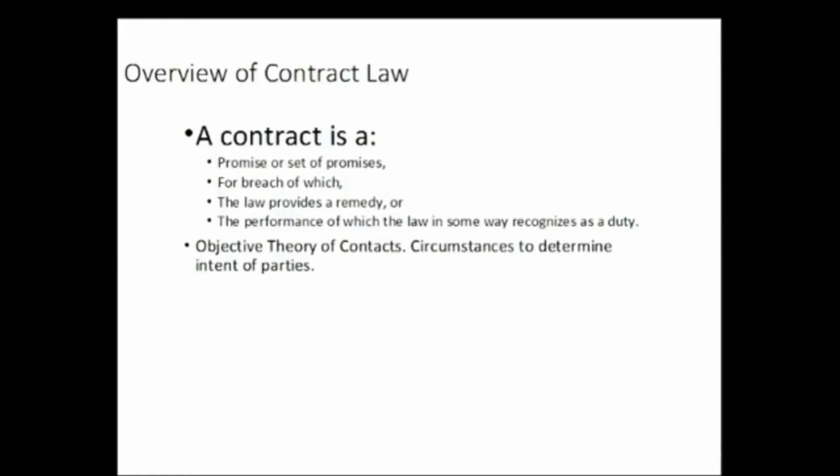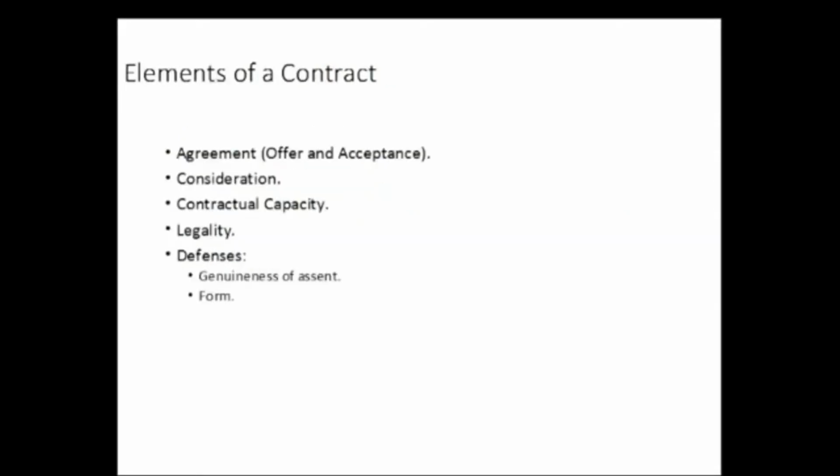So a contract is a promise or a set of promises, which if you breach, there's a remedy, and the performance of which the law in some way recognizes as a duty. So under something called the objective theory of contracts, the circumstances are required to determine the intent of the parties. Was there intent to make a contract? Was there intent to have an agreement?